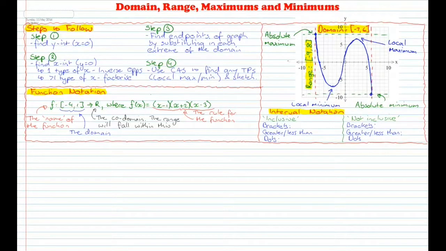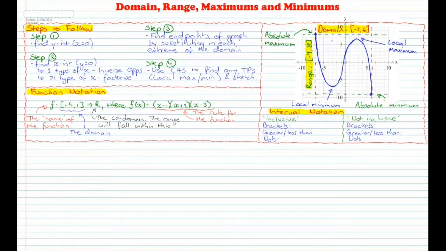Alright guys, so as you've just seen, today we're working with domain, range, maximums and minimums. Now, as you've just seen during the last little presentation, there's a number of things that you need to know when doing this. First of all, the domain is the distance across, basically how far it goes from one side of the graph all the way to the other.